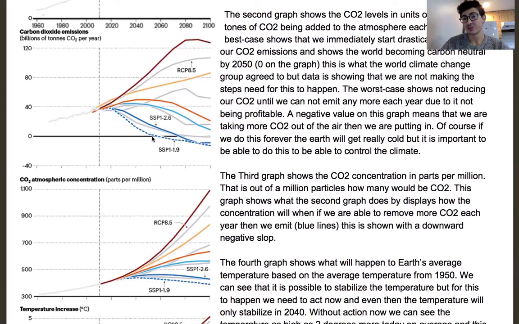So that's the best, that's what we planned for. But all the data is saying that we're nowhere near being able to reach that goal, that we're not going to be able to reach it, especially if things continue the way they are. So we need to have drastic changes immediately to reach this agreement, this goal.